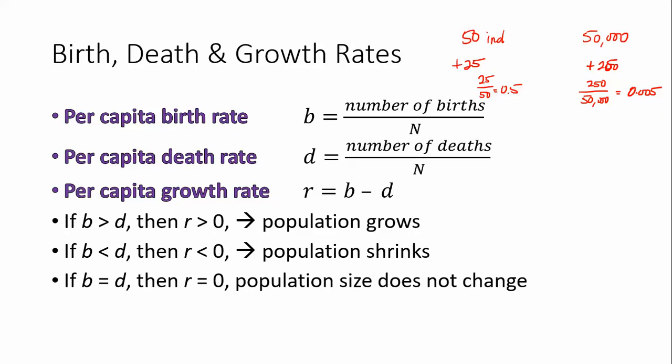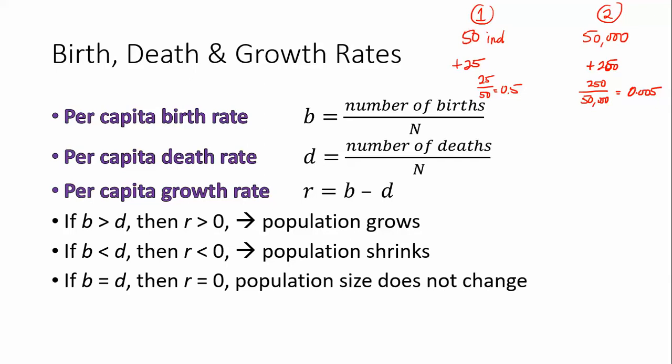So you'll see that when you compare the per capita rates for these two different populations, it kind of eliminates the effect of judging by just the sheer numbers. You can see that, okay, in population 1, the smaller population, I had 0.5 births per person. In the second population, the bigger population, I only had a small fraction of a birth per individual. So that means that population 1 is growing faster.